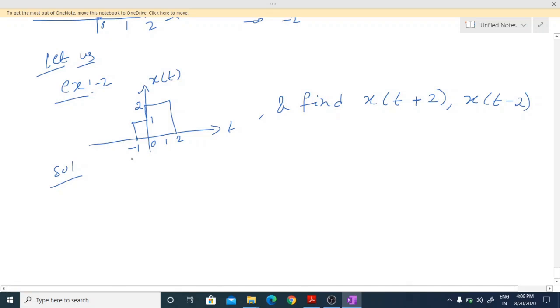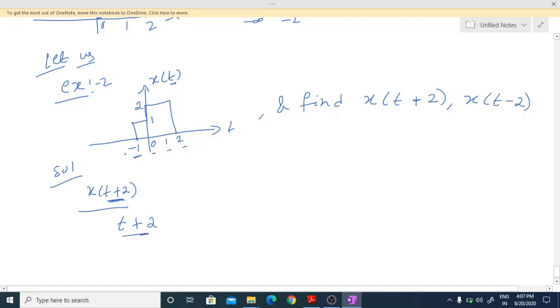So here we consider how to solve by considering the t values. The first one is x of t plus 2. Here the given signal is in terms of t. Whenever t is equal to -1, 0, 1 and 2, the corresponding amplitudes are 1 and 2, and so on. Whenever we want to modify the time values, we only modify the t, so I consider from the given function, t plus 2.